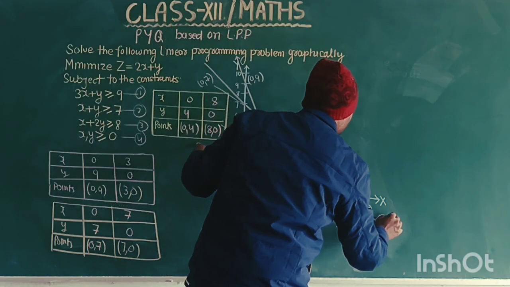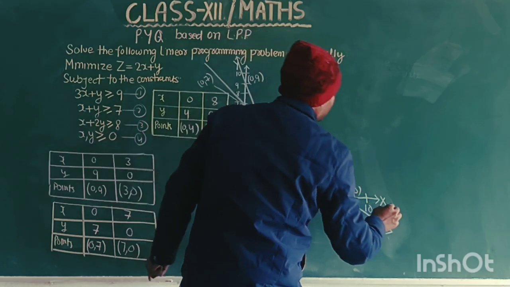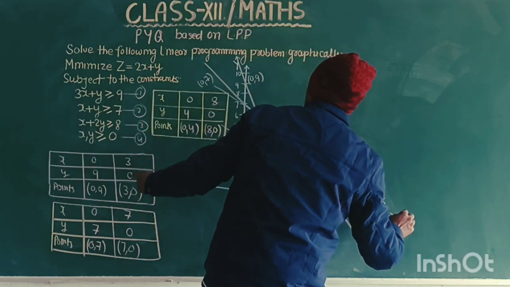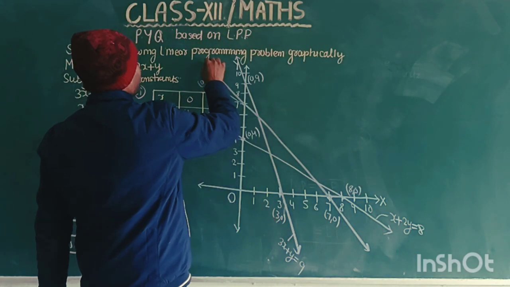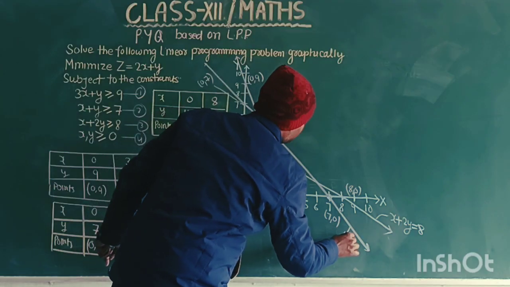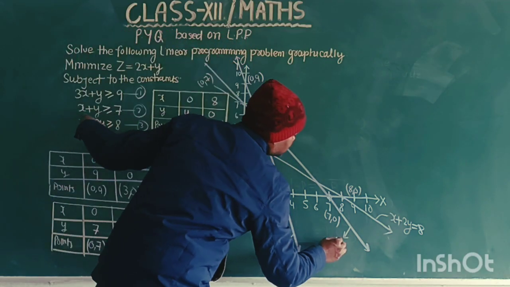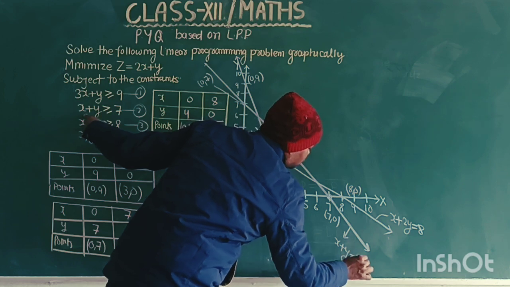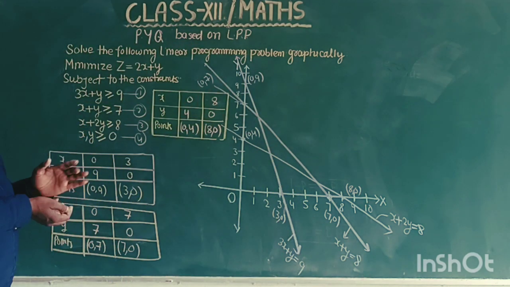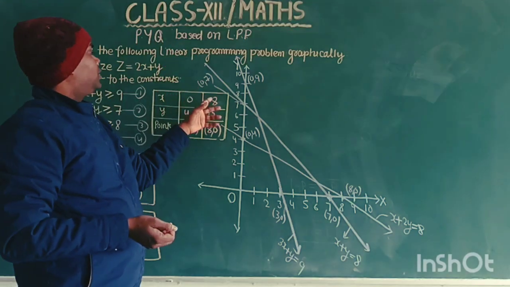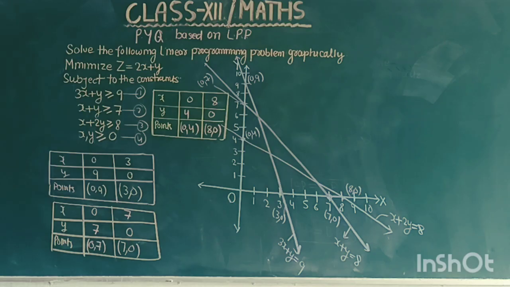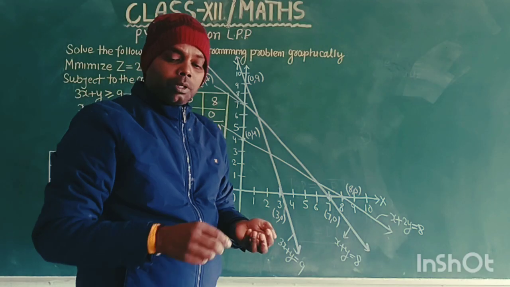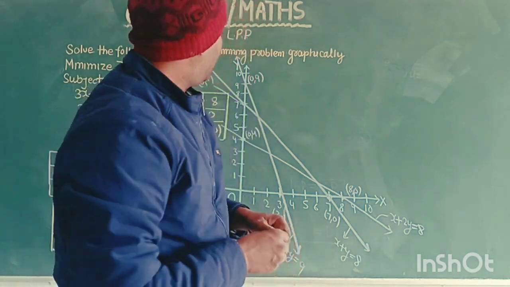This is the line of the equation x plus y equal to 7, and this line is the equation x plus 2y equal to 8. So we have plotted the lines of the three equations. After that, find the feasible region.